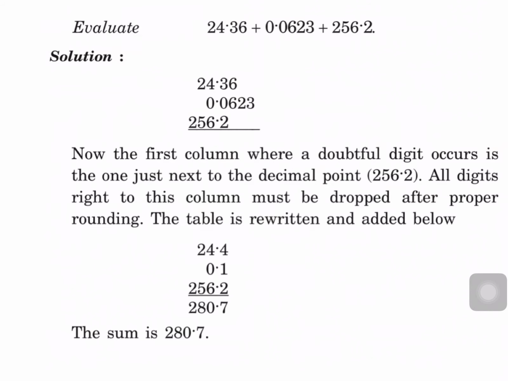In the same way you can calculate the addition, and then the significant figures. First number 24.36, 4 significant figures. Second one, 3 significant figures. Third one, 4 significant figures. So the answer should be in 4 significant figures. So the sum is 280.7.